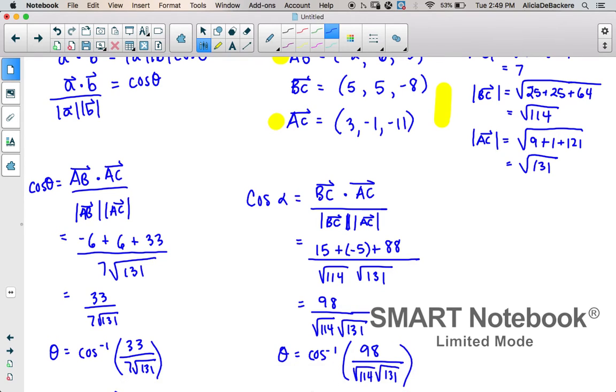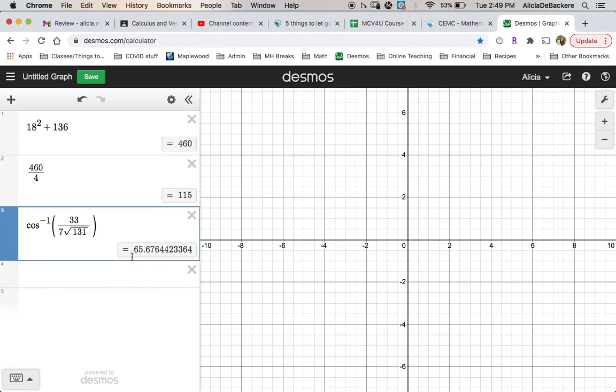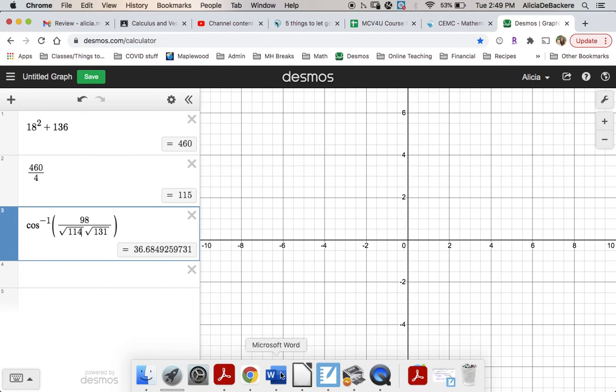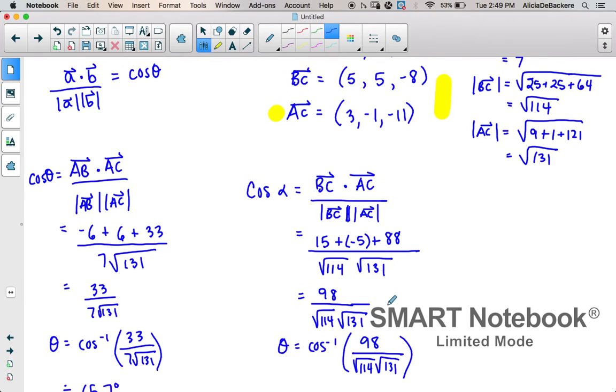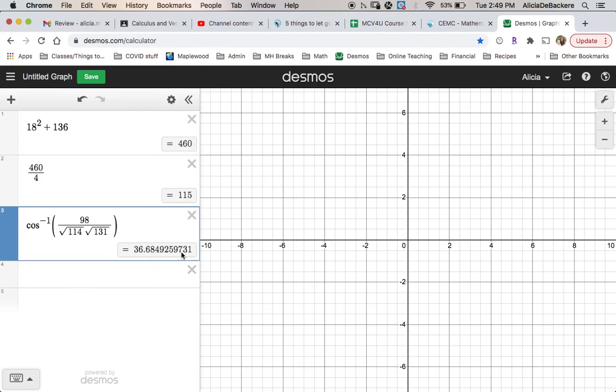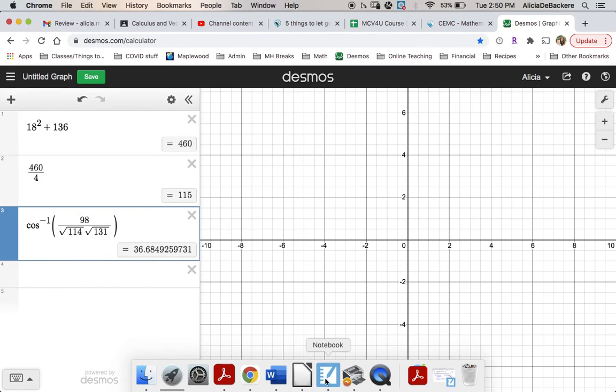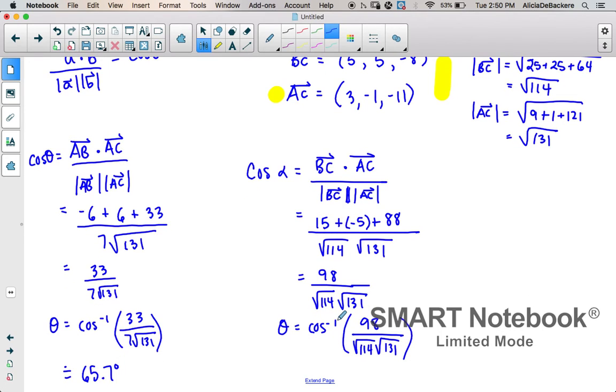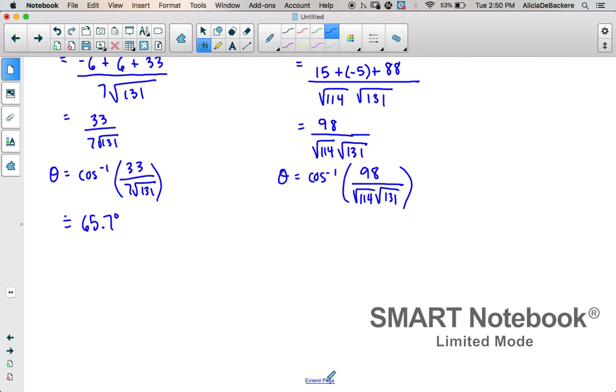So back over to your calculator. So this time we've got 98 over, I think it was 114, but I'm just going to go back and double check. 114 and 131. So I've got those both, and I get an angle of about 36.7. So that's definitely not the largest angle. I'm looking for the largest angle, 36.7. Oh, I used theta here, sorry. This should be alpha.